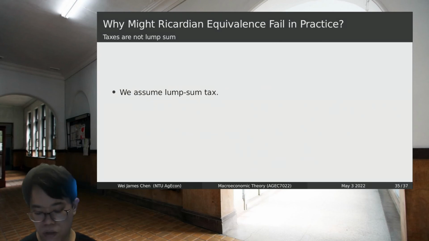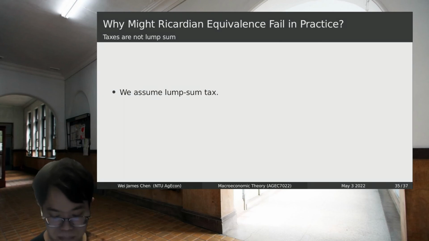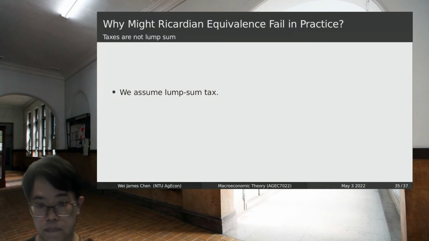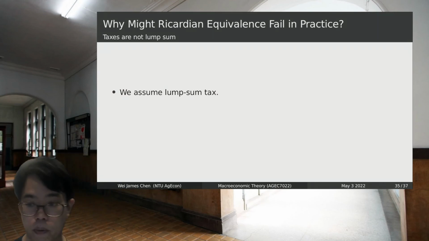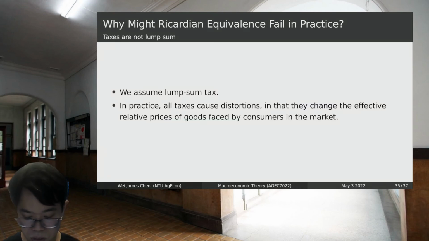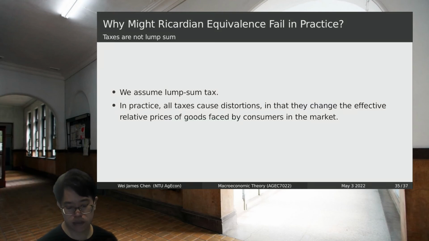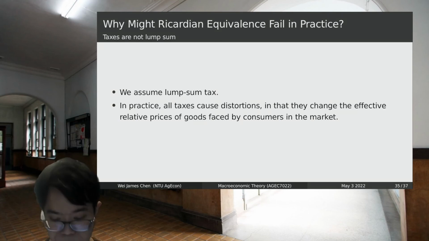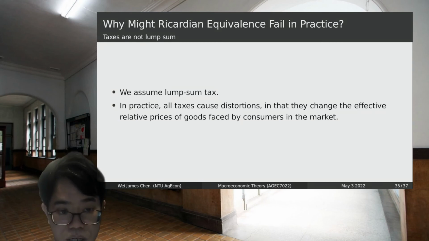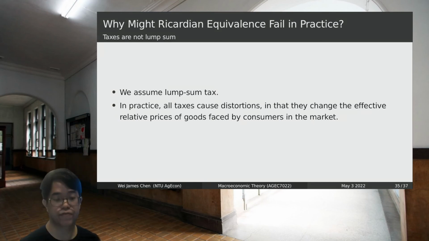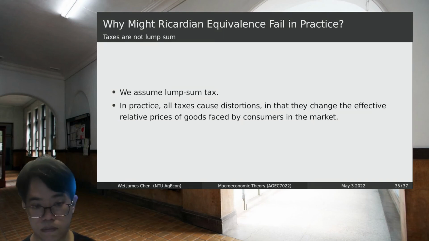And then we assume that taxes are lump sum, but obviously taxes can be non-lump sum. Like we actually talked about proportional tax in chapter 5 or 4, I forgot. So you should know that all taxes can cause distortions, right? What do I mean by distortion? That means they change the relative price. And the relative price here is the interest rate. So if the interest rate changed, then Ricardian equivalence obviously will not hold.